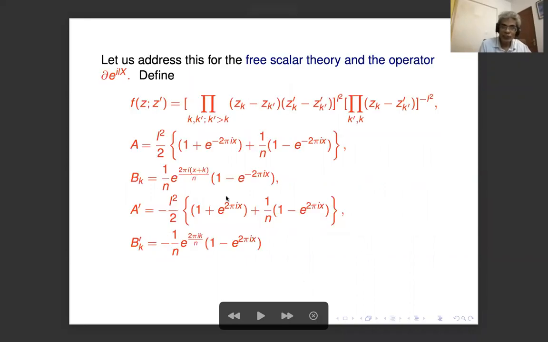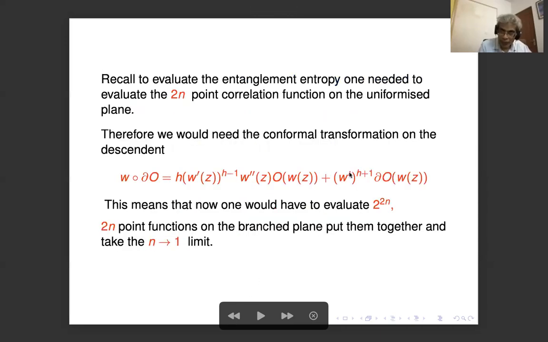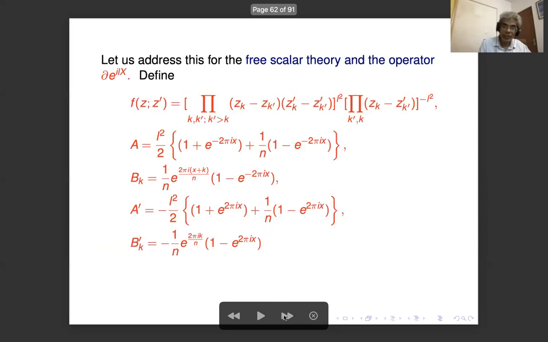And so let's go back to this del of e to the ikx, which Sudhakar asked first. And you remember the e to the ikx 2n point function was known, it is this. Now, let me define these quantities, a, b's, and so on. It's all because of the slopes. You remember there was w prime, there was a slope. Now we need w double prime, the second slope of that transformation. And all this is related to that.